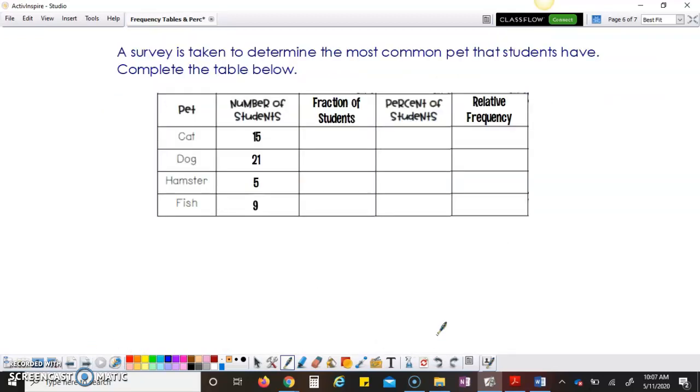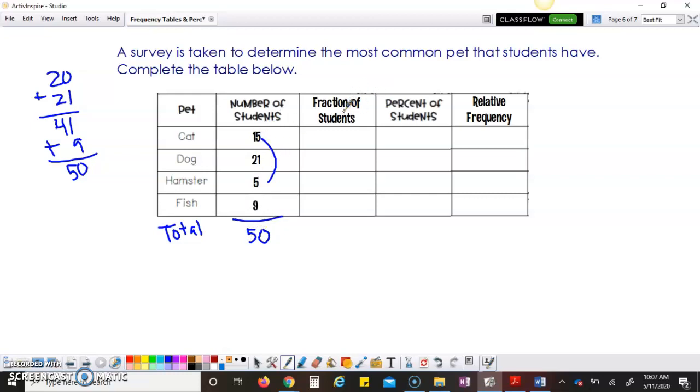We're going to go through the relative frequency table first. It says a survey is taken to determine the most common pet that students have. Complete the table below, okay? The first thing we have to do is figure out how many total pets there were. So you're going to take 15 plus 21 plus 5 plus 9. Well, I know that 15 and 5 makes 20. 20 plus 21 is 41, and then 41 plus 9 is 50. Okay, so a total of 50 students were surveyed about what kind of pet they have, okay?